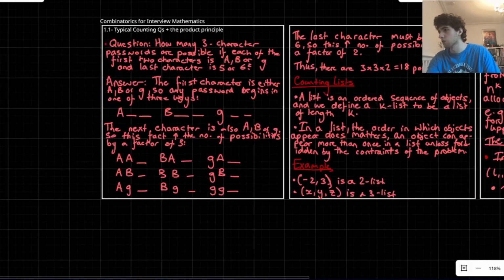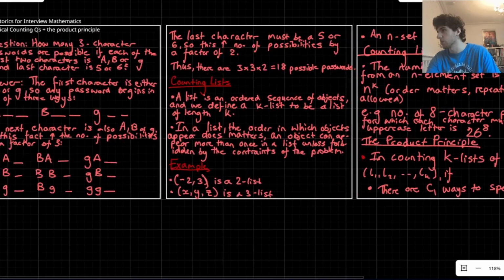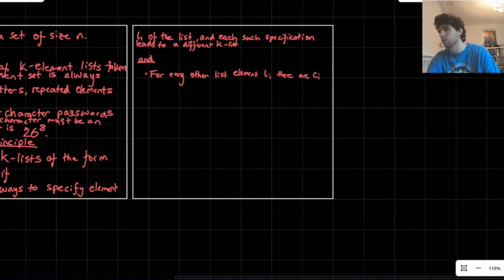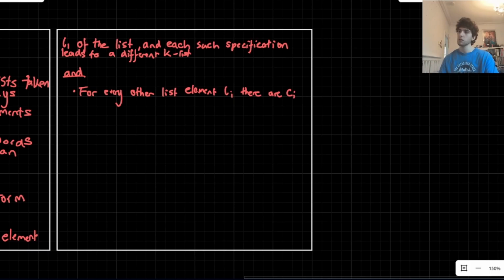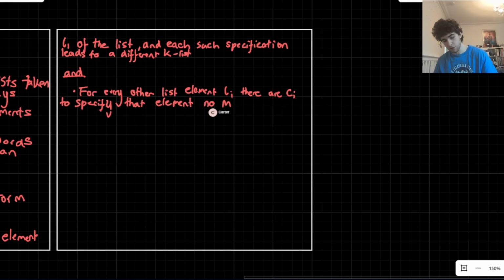So in that case, C3 was 2 because you could either choose 5 or 6 for the third character, but C1 was 3. So C1 doesn't need to be equal to Ci in general, for any I. So for every other element in your list, we'll say that there are Ci ways to specify that element. So effectively, there are that number of choices for whatever that element is going to be in your list, right? No matter the specification of the previous elements.